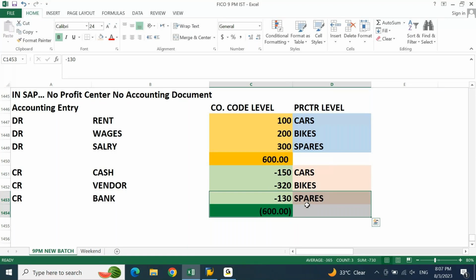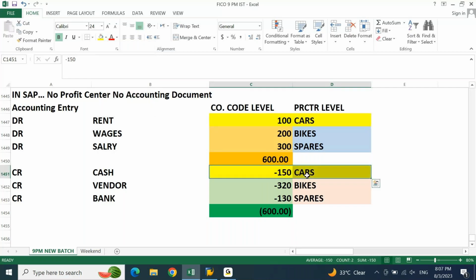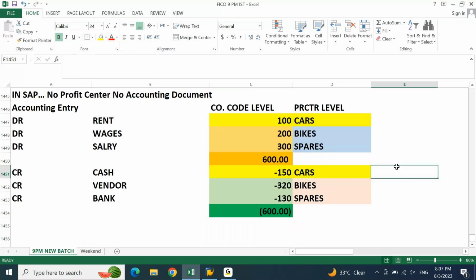If I highlight only the profit center column, wherever it is, I must make sure that at this profit center level, debit and credit are equal, it is becoming zero. If yes, this entry is good to post. If not, the system will not allow you to record the entry. If your profit center level debit credit is not matching and the system is allowing you to post the entry, then your configuration is wrong. If your configuration is wrong, whatever you're practicing is also wrong.